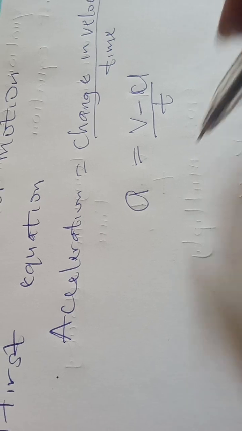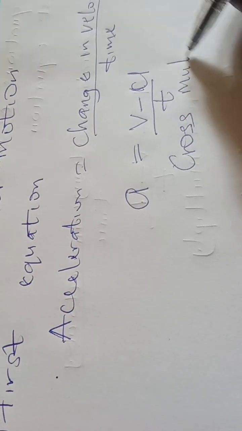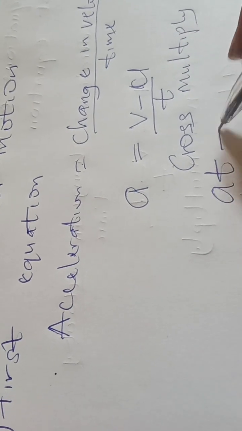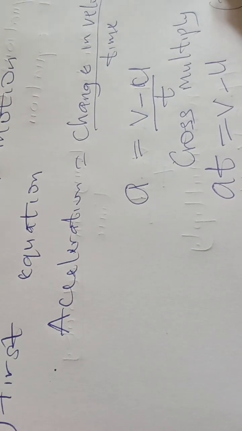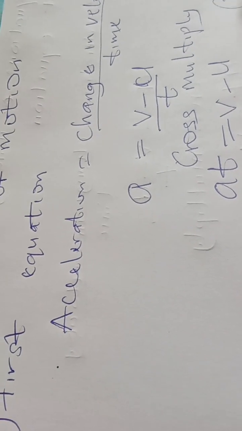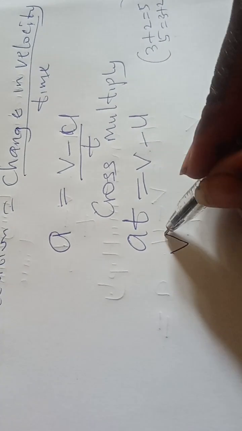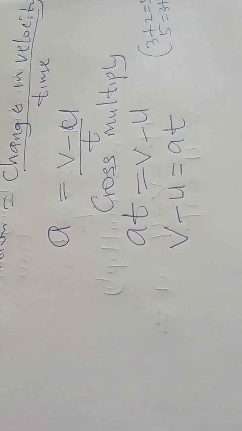So what do we do next? We cross multiply. When we cross multiply, we have at is equal to v minus u. If we have 3 plus 2 is equal to 5, you can also say 5 is equal to 3 plus 2. Therefore, we can also say v minus u is equal to at.